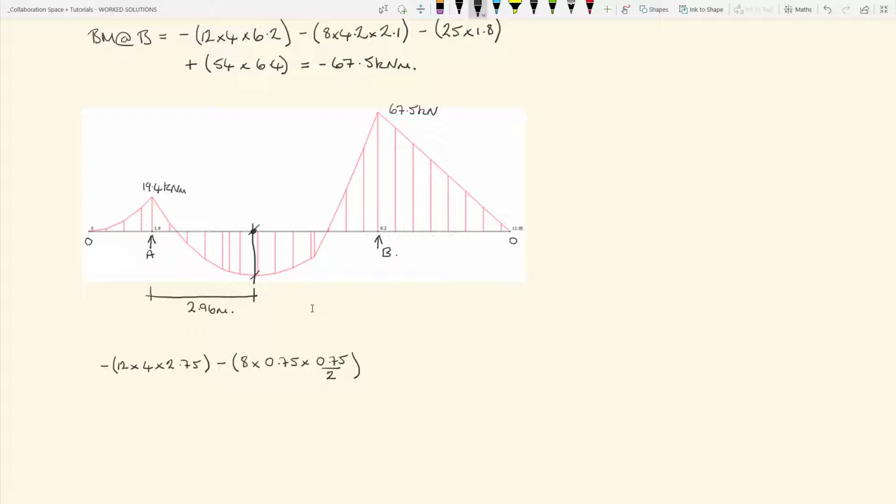And the last load to consider, or the last action I should say, is the vertical action at A. That's giving tension on the bottom, so it's positive bending, so it's plus, that's 54 times 2.96, that's our dimension Lx, and that gives a bending moment at the position of 0 shear of 25.6 kilonewton meters. It is positive, so therefore it is a sagging moment.